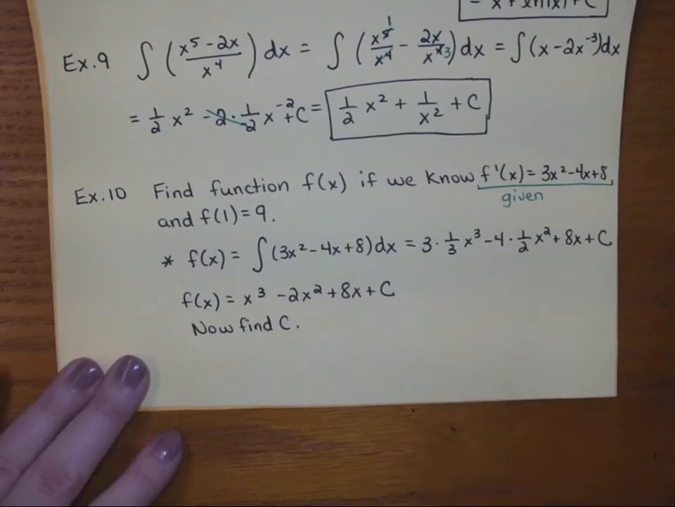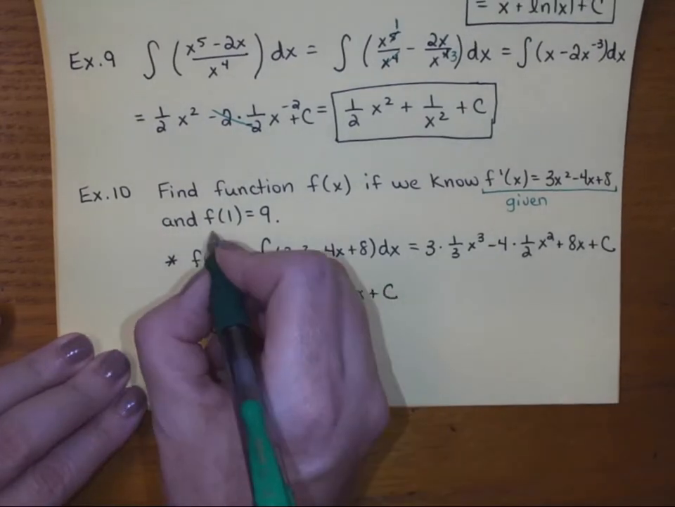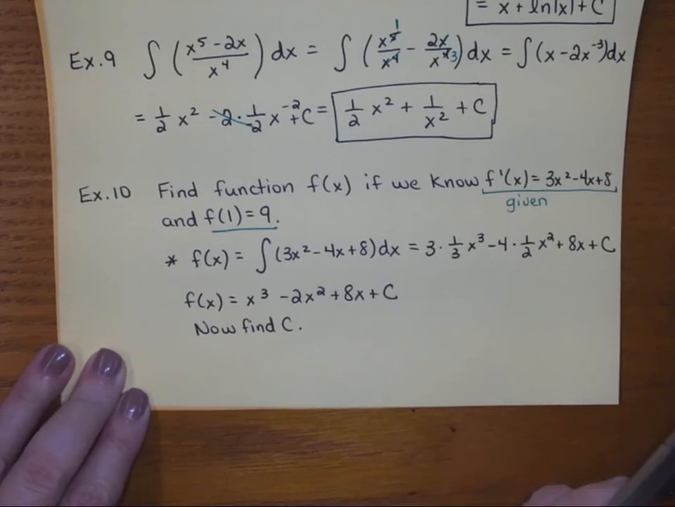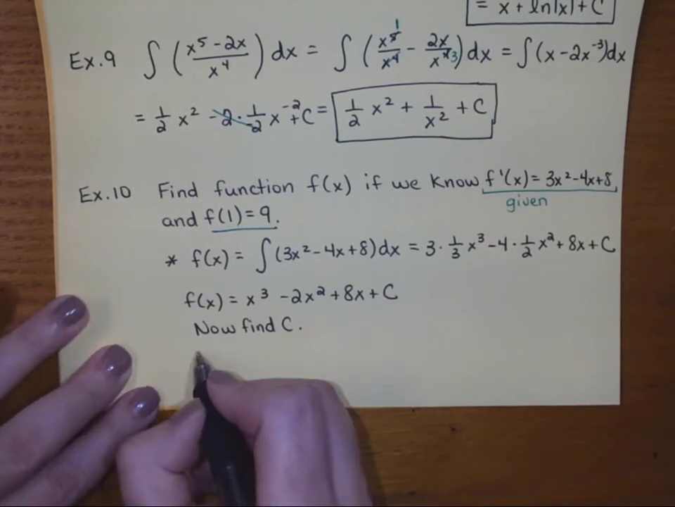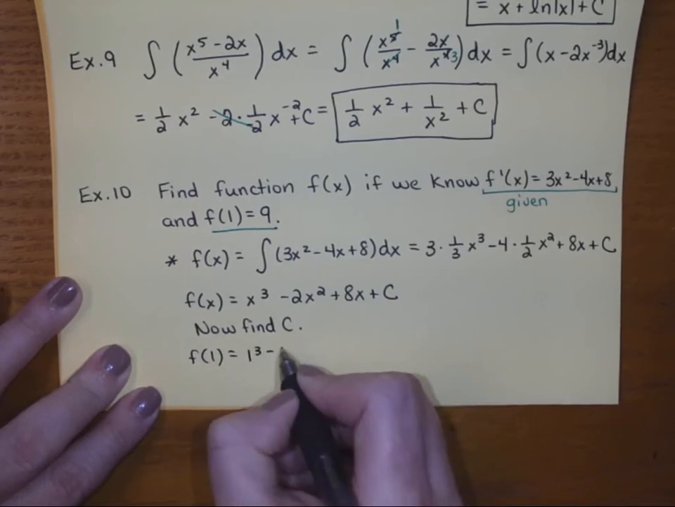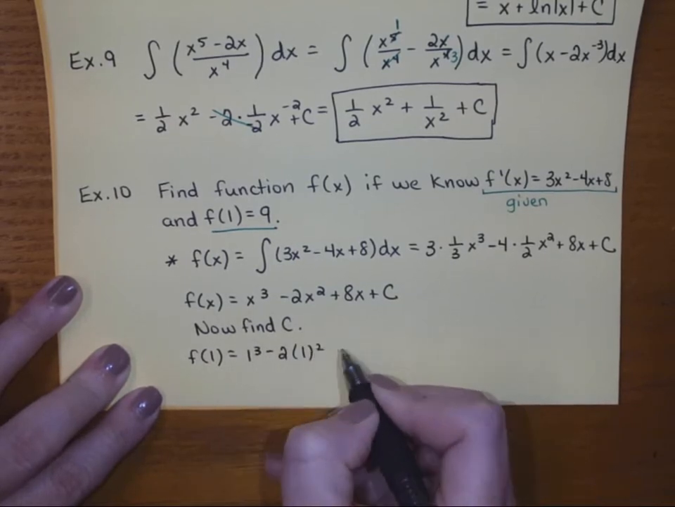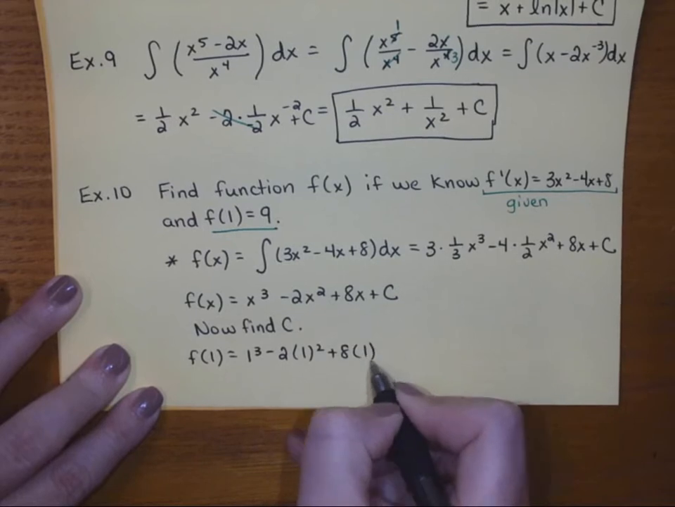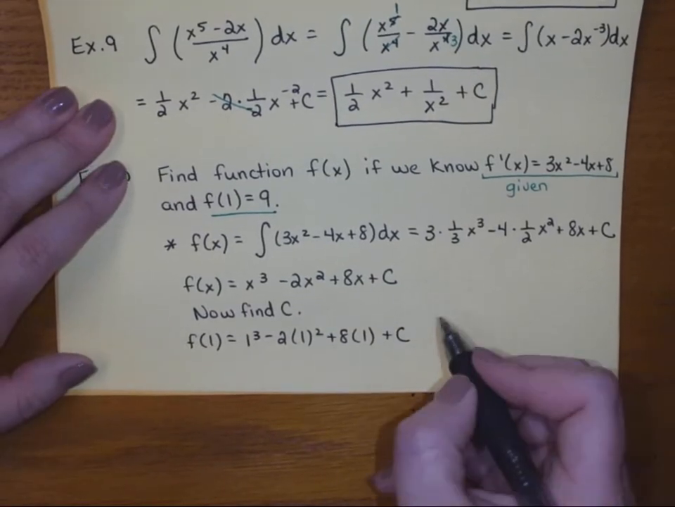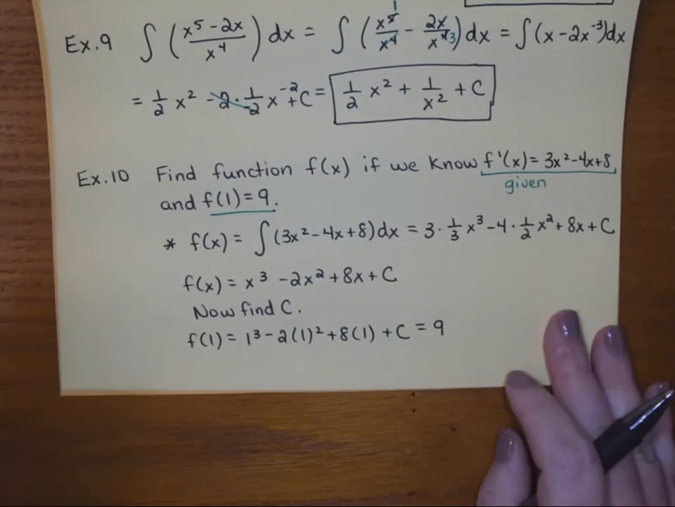And notice we have something that we can use to be able to find c. We know that when we plug in 1 to this mystery equation, we're supposed to get 9. Okay, so let's see what happens. So if we plug in 1 as we have it now, we'll get 1 cubed minus 2 times 1 squared plus 8 times 1 plus that number c that we're not sure about. And we're supposed to get 9 for an answer.